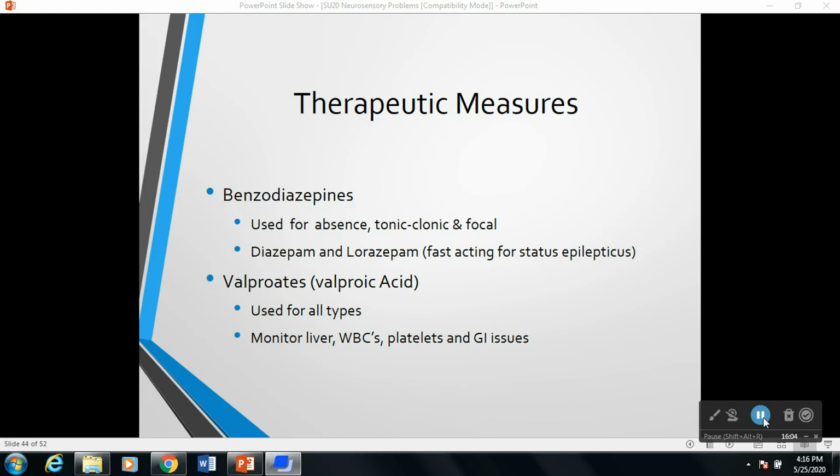Valproic acid is used for all different types of seizures. You also want to monitor their liver, their white blood cells, platelets, and any kind of GI issues.